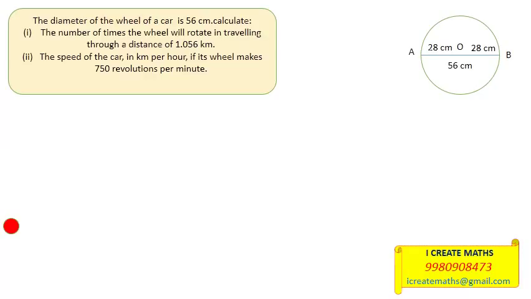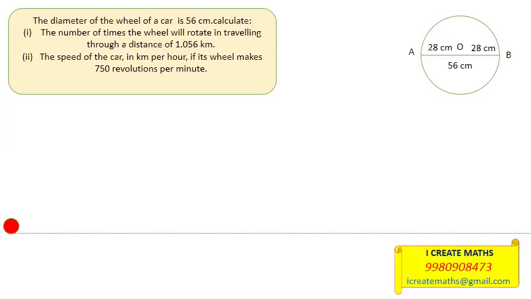The wheel has to travel, or run, on the road. So right now the wheel is ready to run on the road. When the wheel runs on the road, it has to make a number of revolutions as per the required distance. Why am I saying all this? Look at question number 1. The number of times the wheel will rotate.